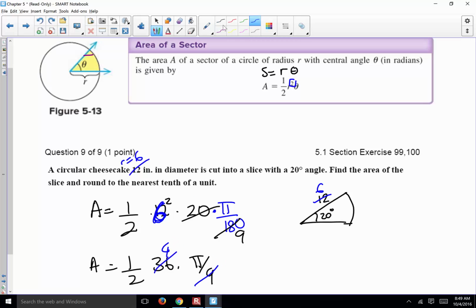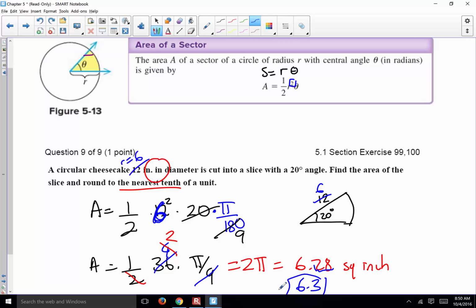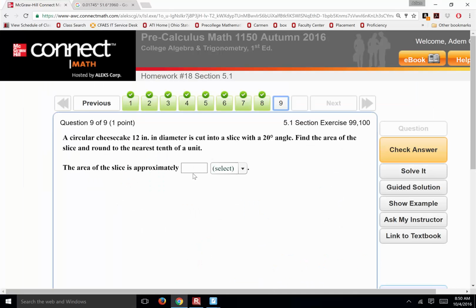That's 4. That's 2. Oh, that's 2 pi. That is 6.28 square inches. Square inch. 6 square inches of area you ate. Okay? Round to the nearest tenth though. So 6.3 is the nearest tenth. Its area is in square inches, of course.